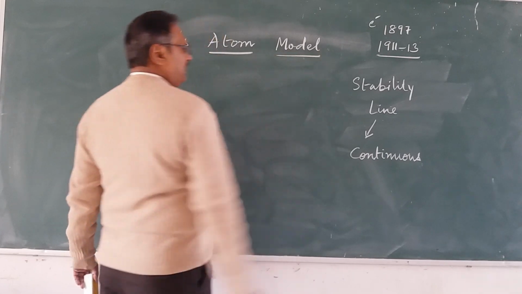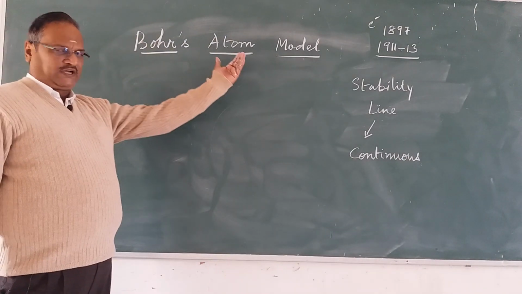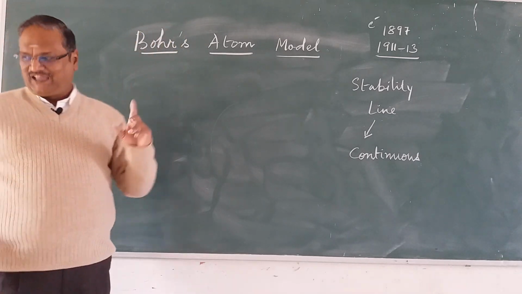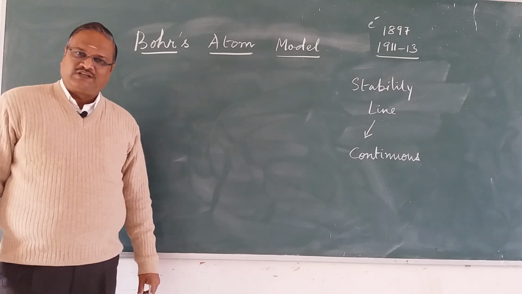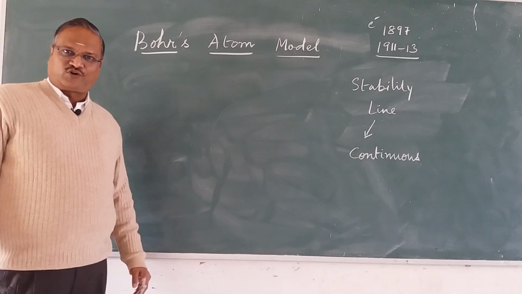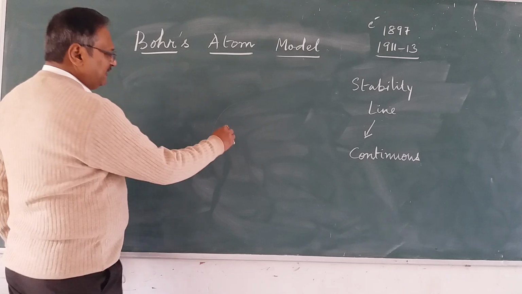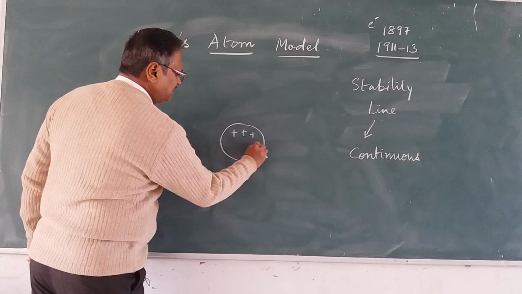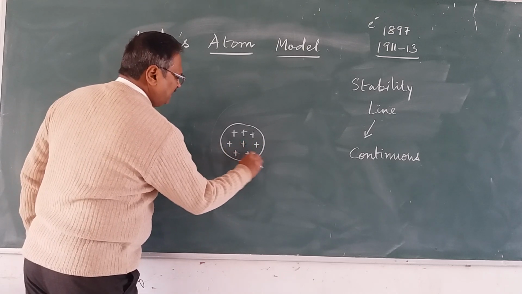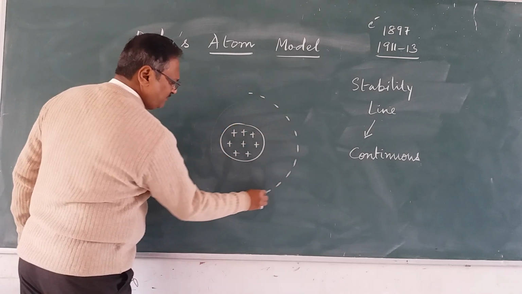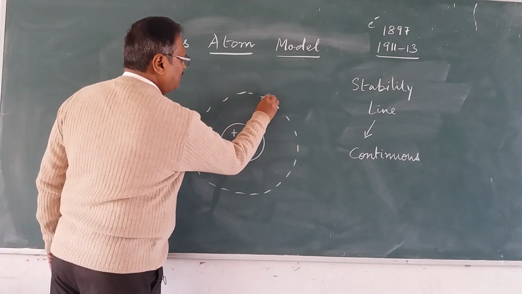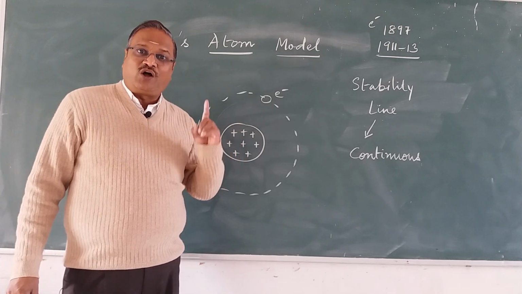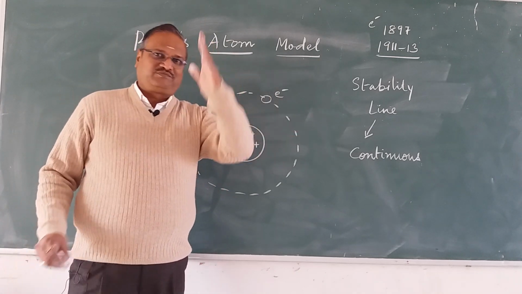I will discuss this in the next video, with more derivation on it, but I will tell you what this model is. Again, he is also a student of J.J. Thomson and was also working with Rutherford. Now let us see what he said. This is the positive nucleus, and the electrons are outside. It is correct, electrons are outside. Now the electron should not emit energy.